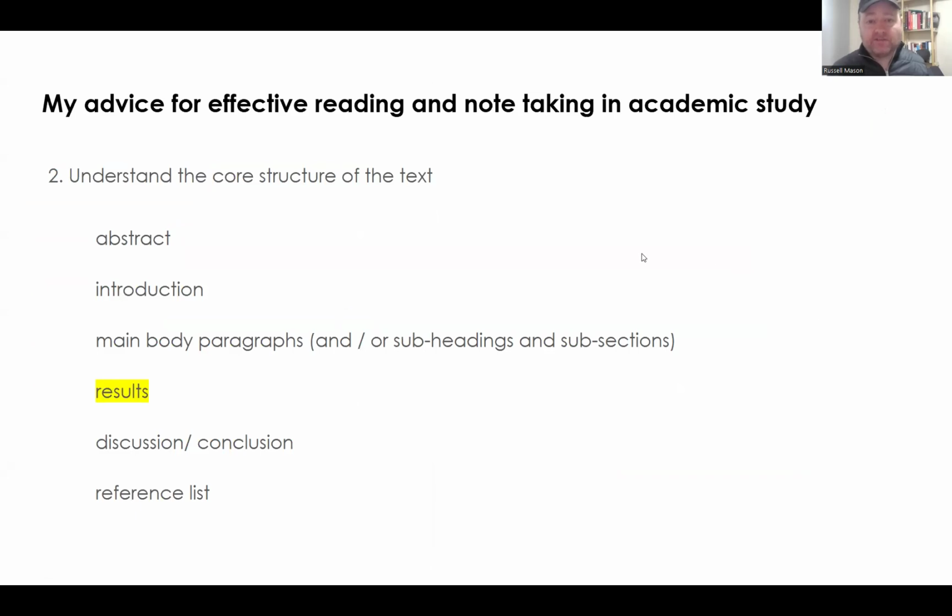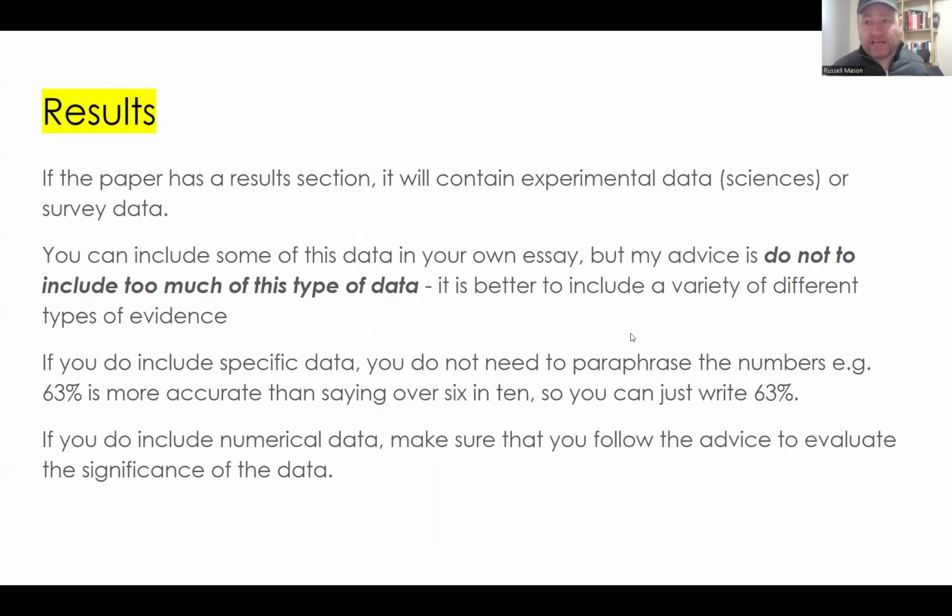Okay, the results section of the text. You can include some information from the results section of the text. These will mainly be in science papers or papers that use surveys. But do not include too much of this type of data. It's difficult to paraphrase. It's also boring to read.